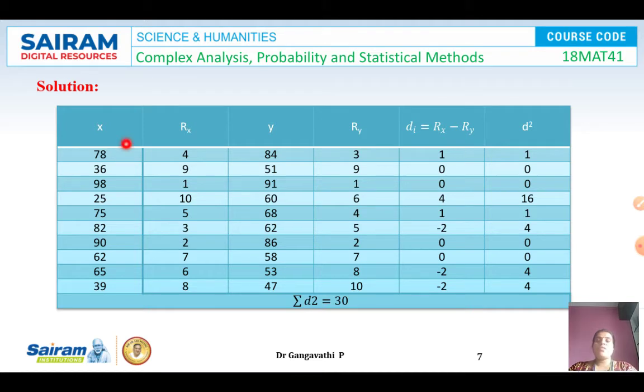Now the X values here are given as 78. First student number 1 has got 78, 2 has got 36, 3 has got this, 4 has got like this. The 10 students' marks have been tabulated. So these 10 students' data we are going to arrange in the descending order. The highest value will have the first rank. Among these, what is the highest value? 98 is the highest value. So 98 will take the first rank. That is, the rank among the values of X is 1 for 98.